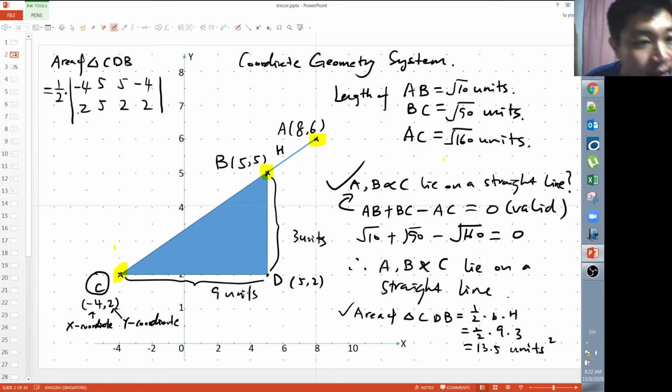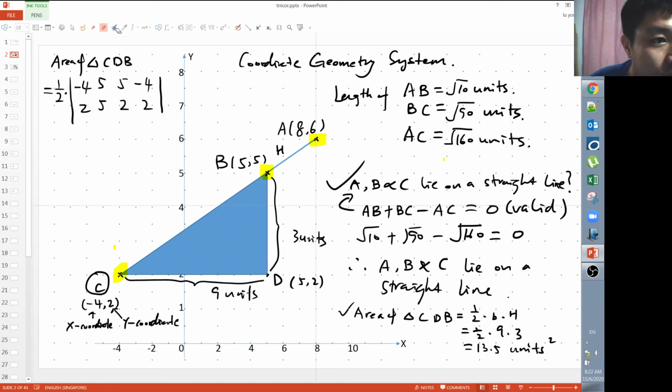So the idea is you start from C, and then you go to another point, and then another point, and then you come back to the starting point. Get it? The way you write it is you start with the x coordinate and then the y coordinate for each point. Once you get this, your job is half done.